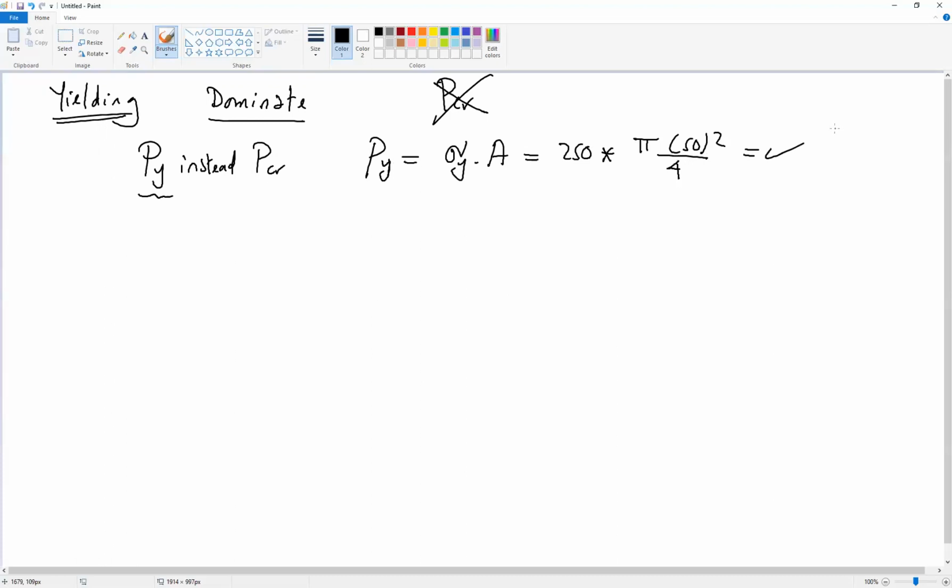So this will be the value of P yielding. And to find the value of W, if FCD equal to P yielding, so 4W equal to 250 multiplied by pi 50 squared divided by 4. And you can get W. I will calculate for you. Do you get it? Just the criteria for failure is changed, so we use the new criteria only. This is the idea.